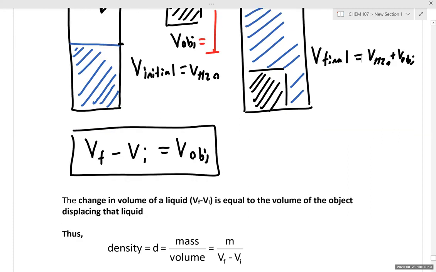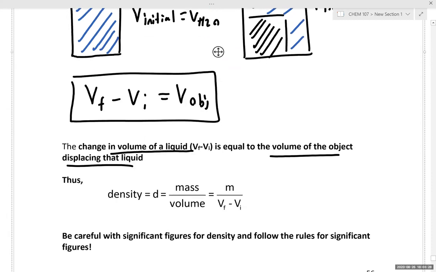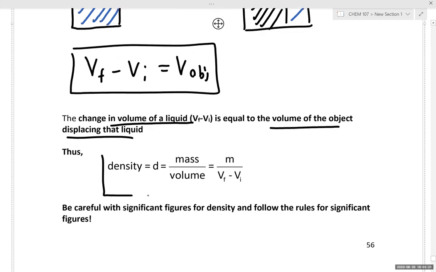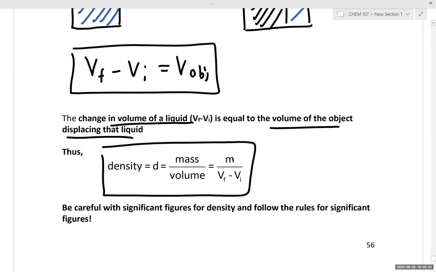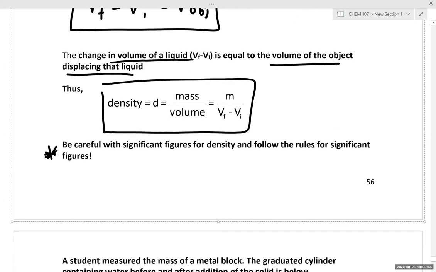So the change in volume of water is equal to the volume of the object displacing that liquid. So we can rewrite our equation to density is equal to mass divided by V final minus V initial. You need to be careful with your significant figure rules for density, and you need to make sure you follow the rules for significant figures. Does this make sense to everyone so far?